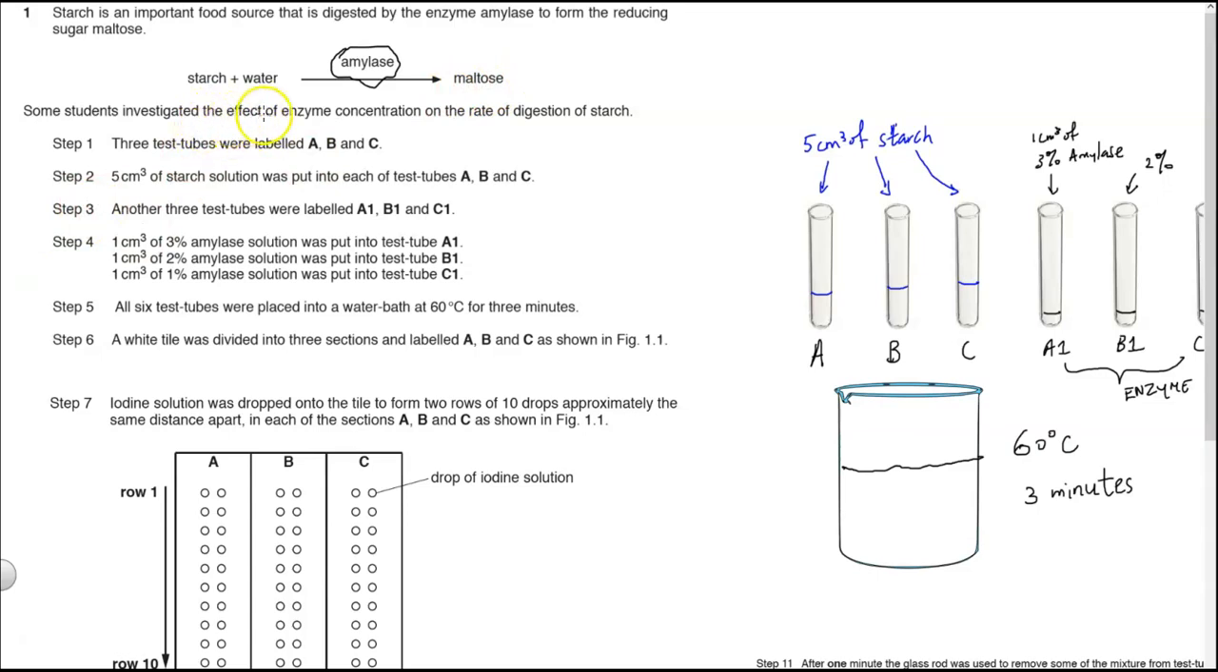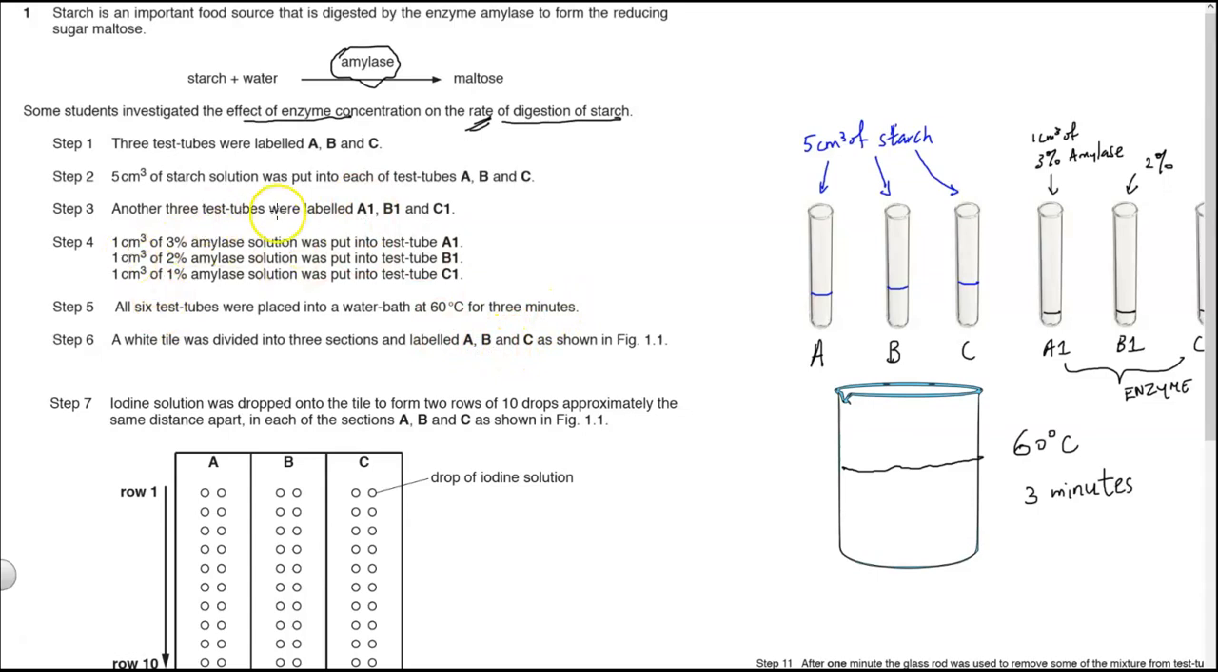Now in this investigation, what's the aim? The aim is to investigate the effect of enzyme concentration on the rate of digestion of starch. We want to find out what happens when we change the concentration of the amylase, that is, we add more amylase or less amylase. When you see the word rate, it means how fast the starch is being digested, broken down to maltose. As follows, you have different steps describing the method for the investigation. Let's read through them and find out how this investigation has been carried out.